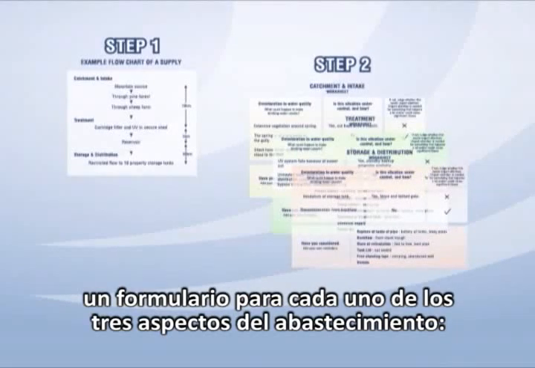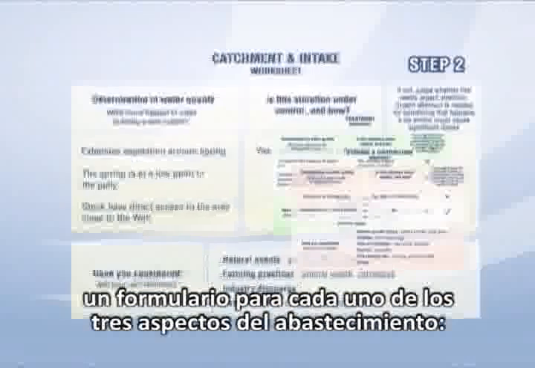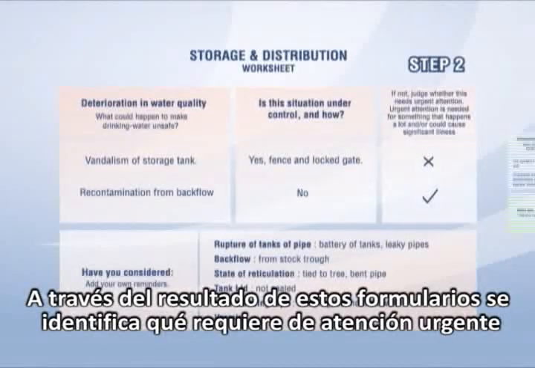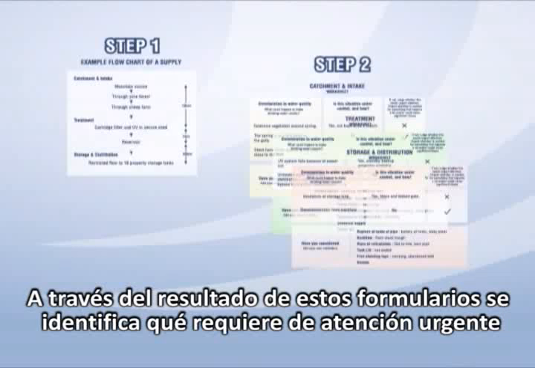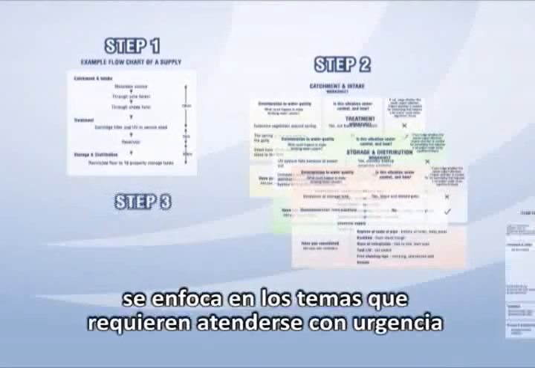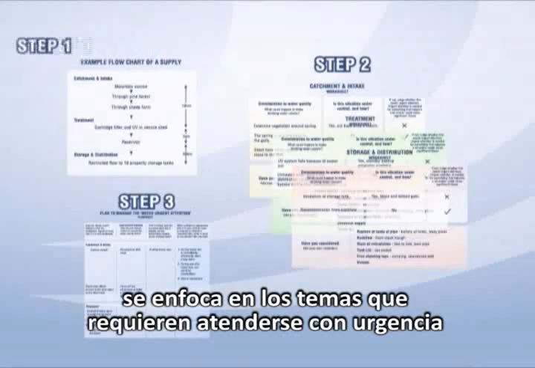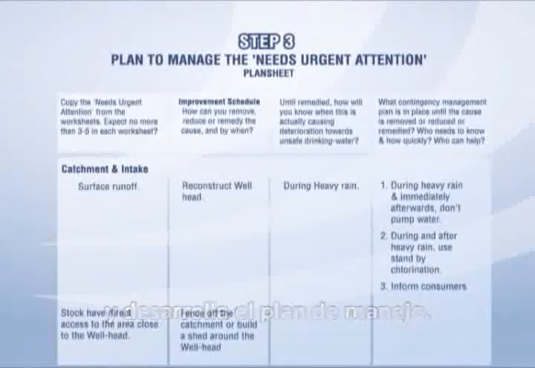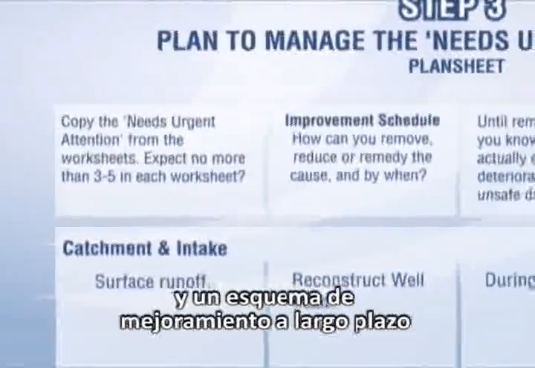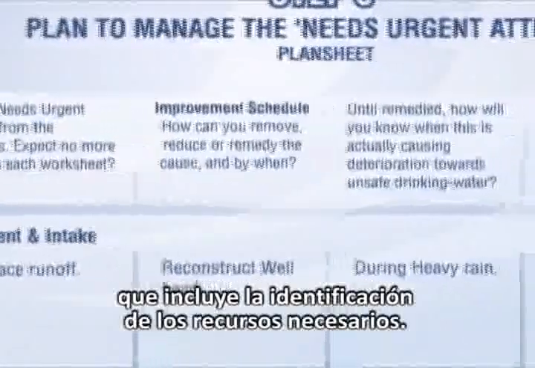Step 2 mirrors the drawing, one worksheet for each of the 3 aspects of the supply: catchment and intake, treatment, and storage and distribution. The result of these worksheets is identification of what needs urgent attention, which, remember, are the events which are of the most concern. Step 3 focuses on the issues that need urgent attention and develops a plan to manage these. The plan covers both immediate responses and a longer-term improvement schedule, including identifying the resources you need.